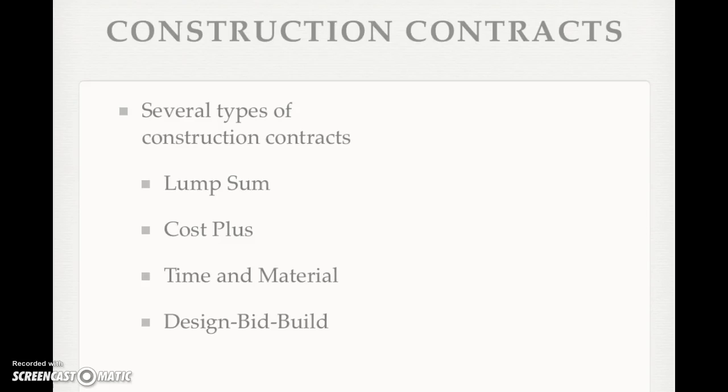There are basically three different kinds of construction contracts, and they all fall under the design, bid, and build system. The first one is lump sum, the second, cost plus, and the third, time and material, and I'm going to be going into a bit more detail on those.